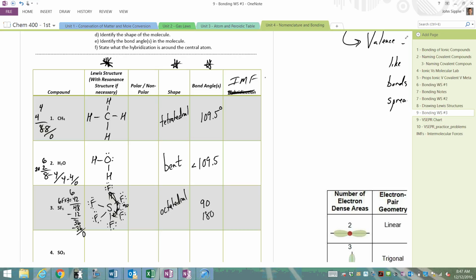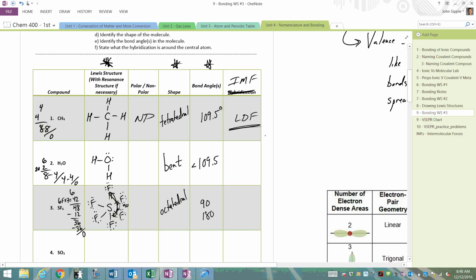So when you go through this, if I look at CH4 here, what's that? Only LDF, yeah. It's only London dispersion force, because this guy's nonpolar. So there's only LDFs in there. But it's got hydrogens. It's nonpolar. Are any of the hydrogens attached to F, O, or N? No. So it can't be hydrogen bonding.